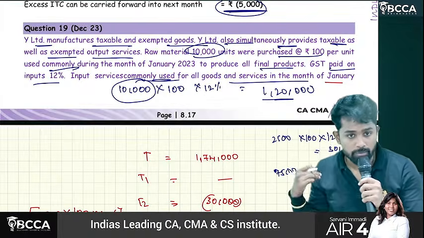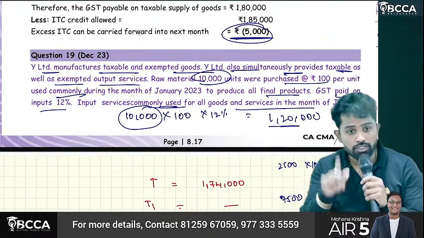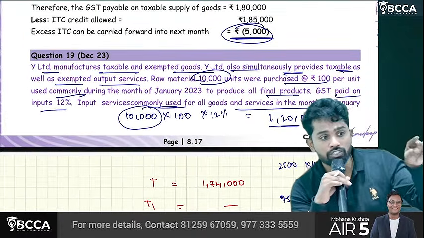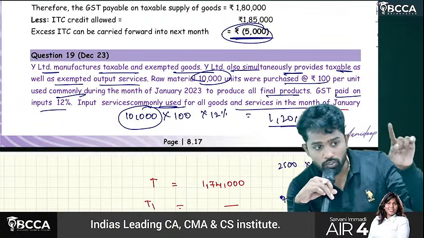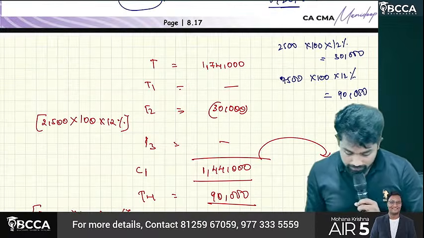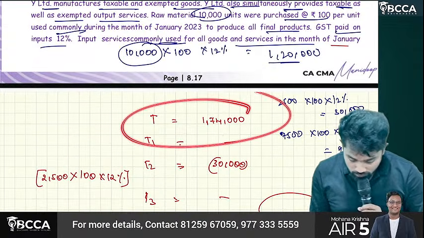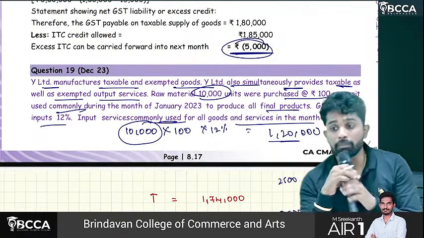Now we'll take the format. First, what we need to take, sir? Total ITC available. We call it as what? T. What is the total ITC available? 1,74,000. Okay, total ITC available. T is like how much? 1,74,000. Then first we need to subtract T1.